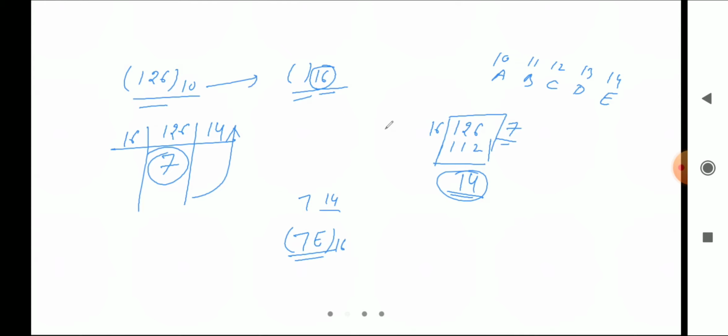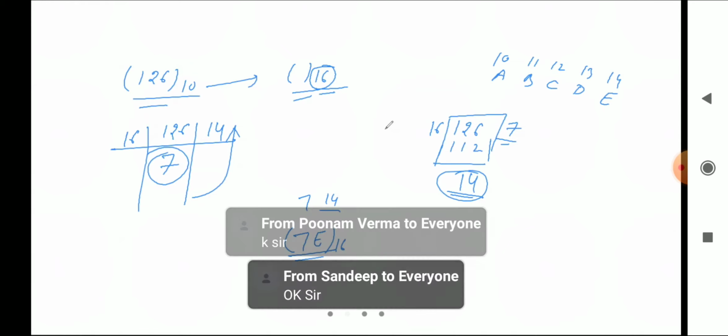decimal into hexadecimal. So now the time is less than 1 minute remaining, so we'll be over for today, and in the next class we'll discuss the further conversions. Okay, so this is the starting day for the digital course, and in the next class we'll move to the further conversions. Fine.